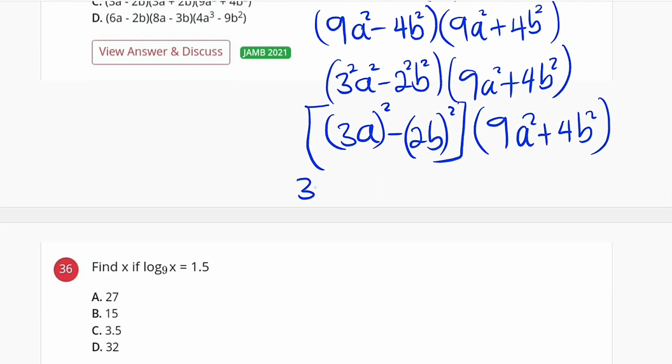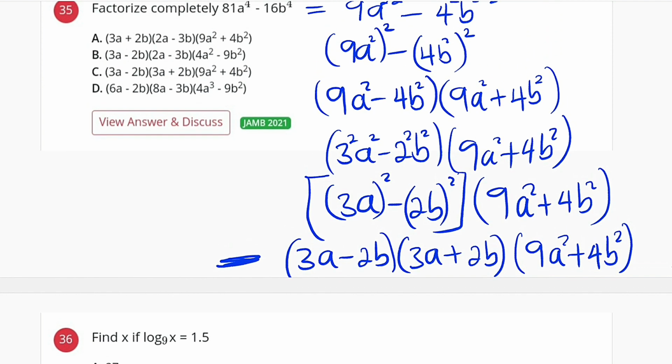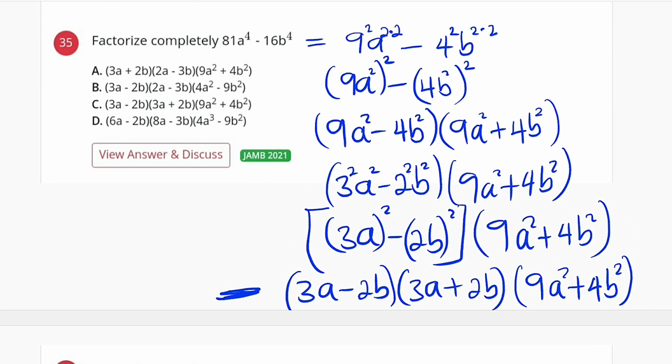I take the first term 3a, I subtract the second term 2b, then I multiply by 3a, the only difference is the sign, plus 2b. Then finally we have 9a squared plus 4b squared. So this is the factorized form of what we are given. Let us look through the options. We have 3a minus 2b, yes, we have something like that here. 3a minus 2b times 3a plus 2b, and finally 9a squared plus 4b squared. So option C is the right option.